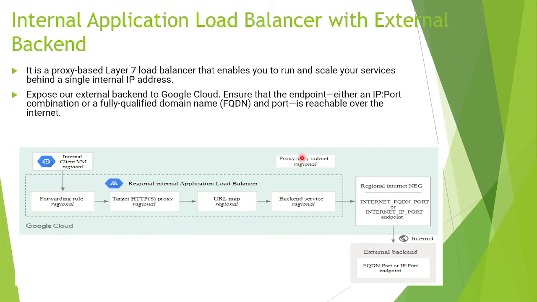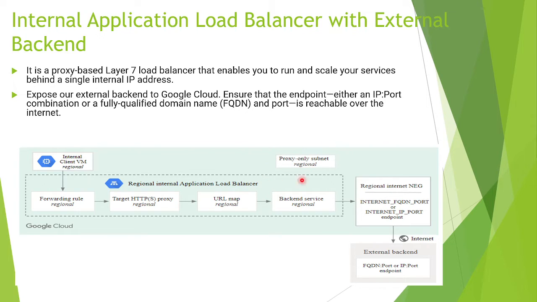Here we also use a proxy-only subnet, which is used for Envoy proxies, and the major thing we will use is the Cloud NAT gateway. We cannot reach this external backend directly from our internal load balancer; we need something to give access to the internet. So we will create a NAT gateway and allow this proxy-only subnet, meaning the proxy-only subnet IP range is allowed to communicate over the internet.